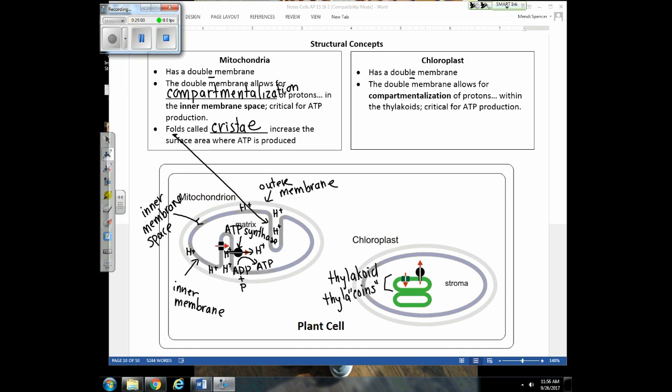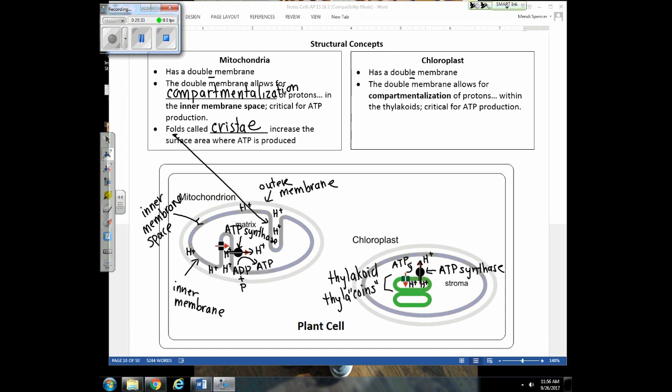Now ultimately we're going to see the same thing happen in the chloroplast. We're going to get protons concentrated, but they're concentrated inside of the thylakoid. But ultimately what's going to happen is they're going to flow through this molecule, and again, that molecule is called ATP synthase, and that allows the chloroplast to make ATP.